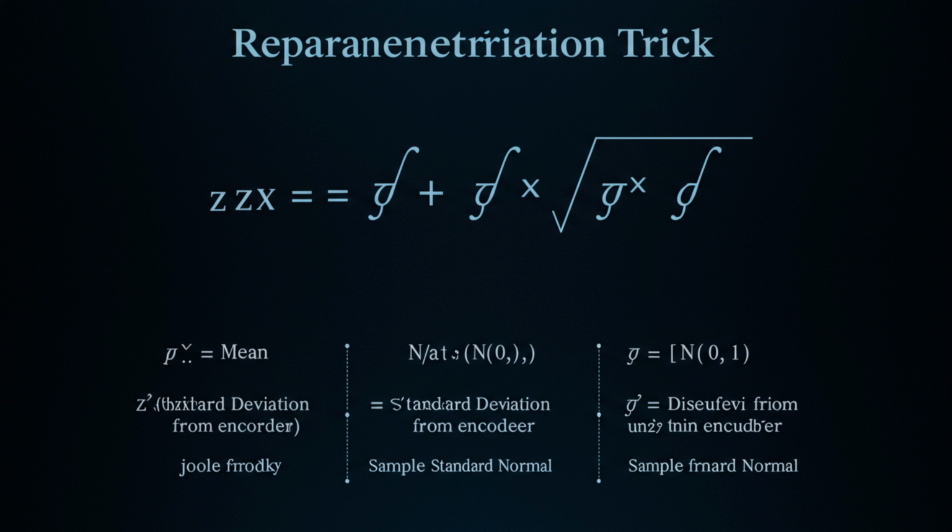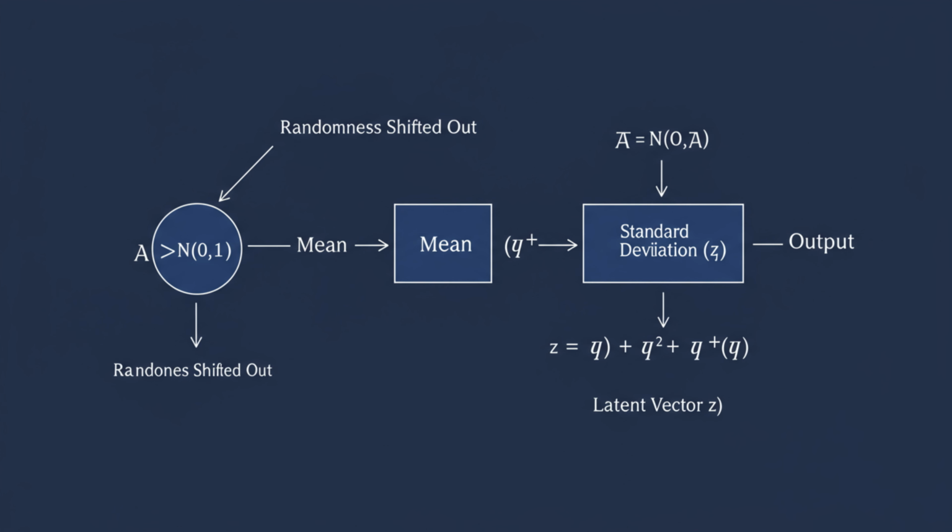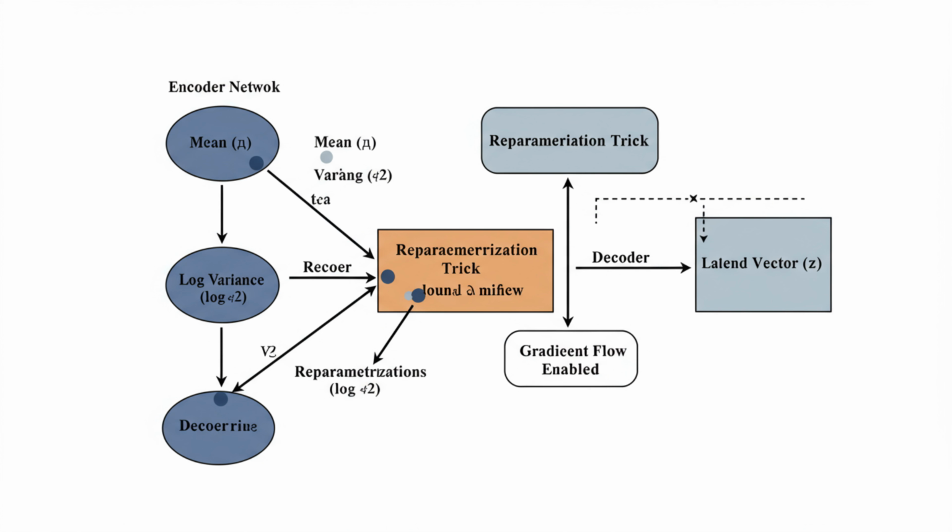Instead of sampling directly, we express z as a deterministic function of mu, sigma, and a random variable, epsilon. Here, epsilon is sampled from a fixed standard normal distribution, external to the network's trainable parameters. This makes z differentiable with respect to mu and sigma. Now, the gradient can flow seamlessly through the deterministic operations to update the encoder's parameters for mu and sigma.